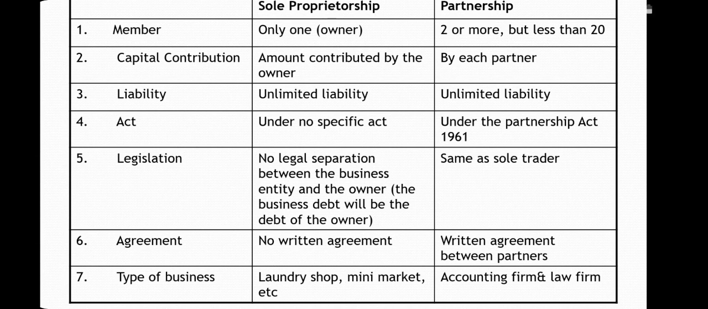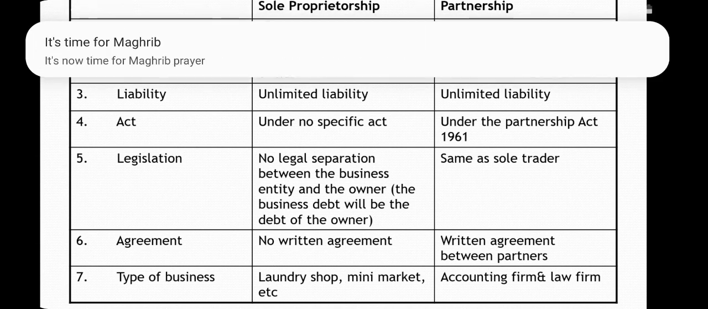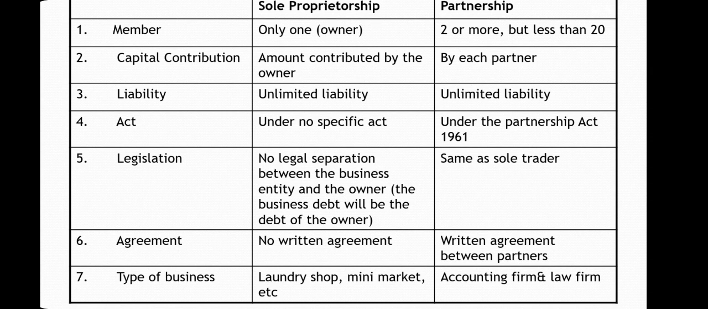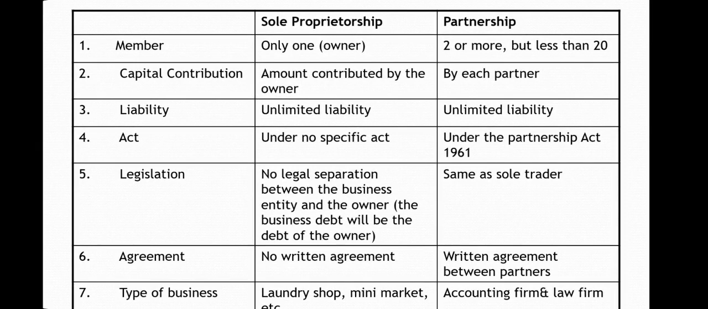Okay, number 5. In terms of legally, for a sole proprietorship, the business and the owner is the same entity. It means that if you start a sole proprietorship and one day a customer sue your business because of a problem. When somebody sue your business, it means that that person sue you as the owner of the business.